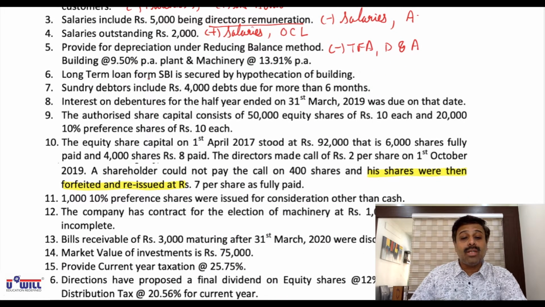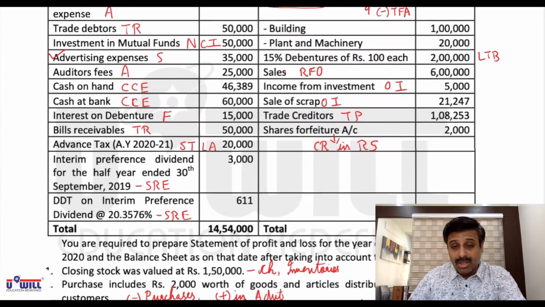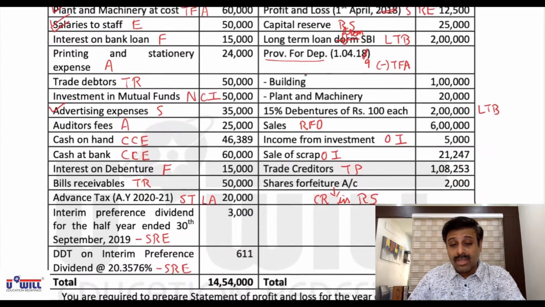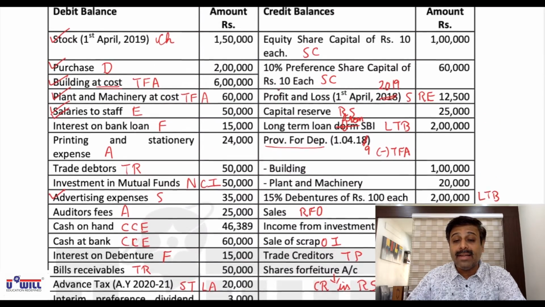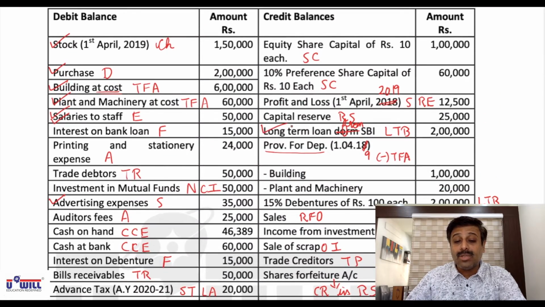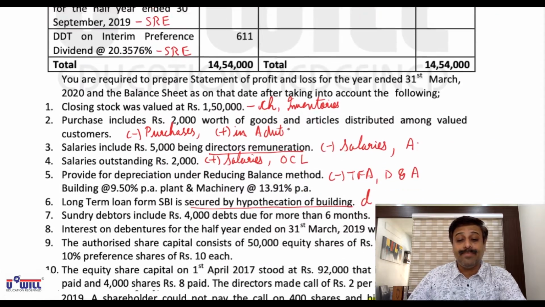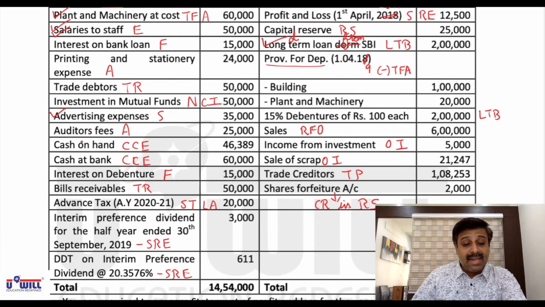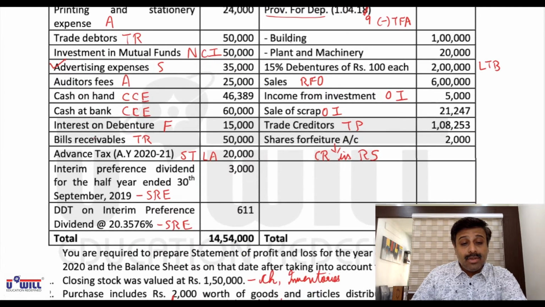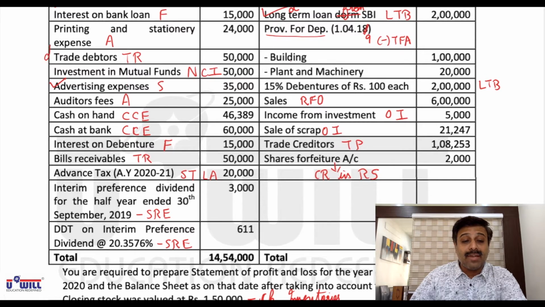Then long-term loan from SBI is secured by hypothecation of building. That is a disclosure. We just have to write this information in brackets. So all of you put a tick on this long-term loan from IDBI. Put a tick on that. It is a disclosure, so you can mark it as D. Then sundry debtors include 4,000 debts due for more than 6 months. That is also a disclosure. So in debtors you can mark it as D. D will stand for disclosure, so it will be easy to understand that you don't have to plus or minus, but just write the extra information in brackets.